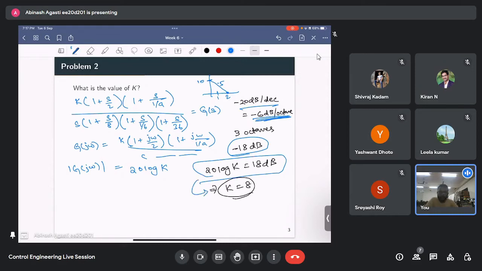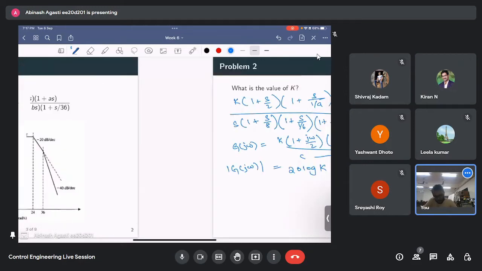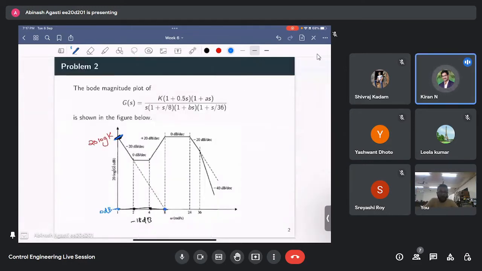Is this clear to everyone? Does anyone have any doubts? No, sir. Okay. So next, if in the same graph the starting value is given, then I can equate 20 log K directly to that value. If the starting value at frequency 1 is given, then you can directly equate it to 20 log K. But if some other frequency is given, you have to plug in those frequencies.